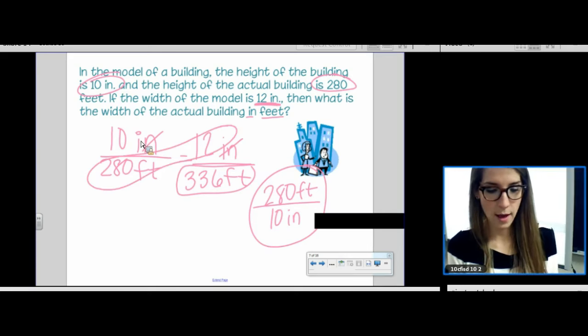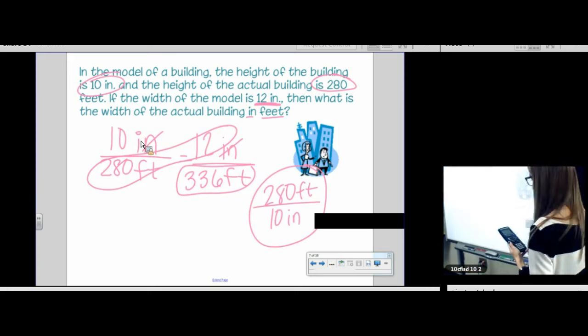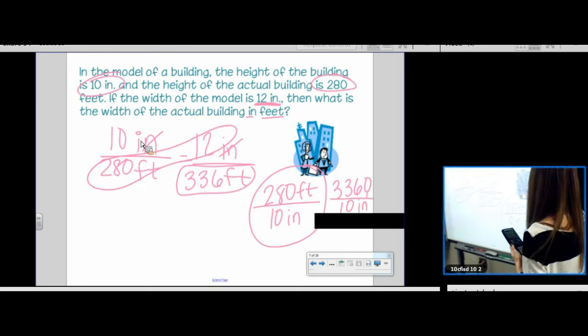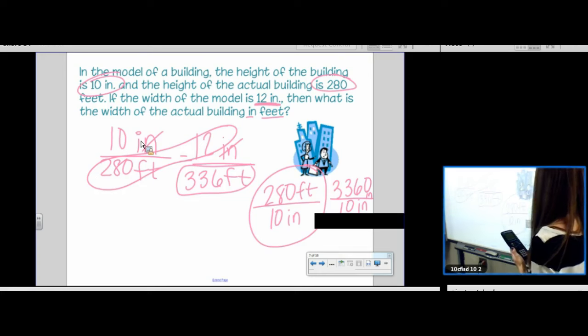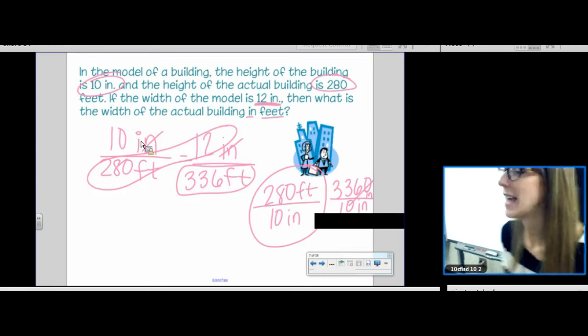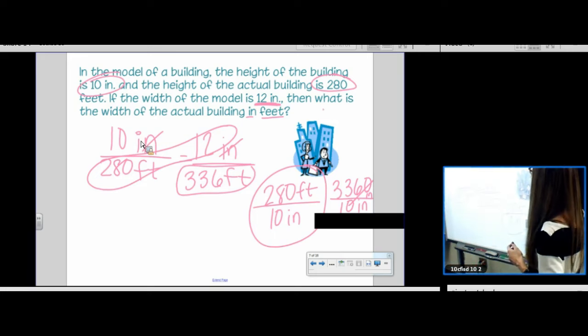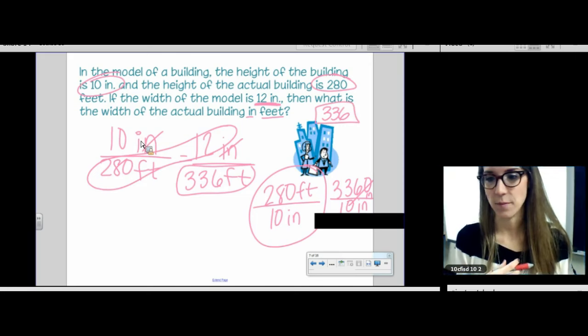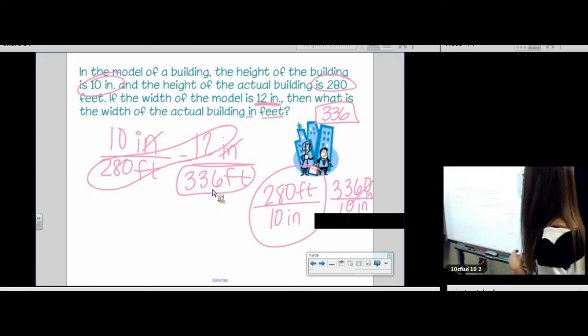280 times 12, 3,360. So that's inches over inches. The zeros cancel, so... And this is a coincidence. It won't always happen. But the scale factor is also 336. It's the width of the actual building, and it's the scale factor. That was unique to that problem.